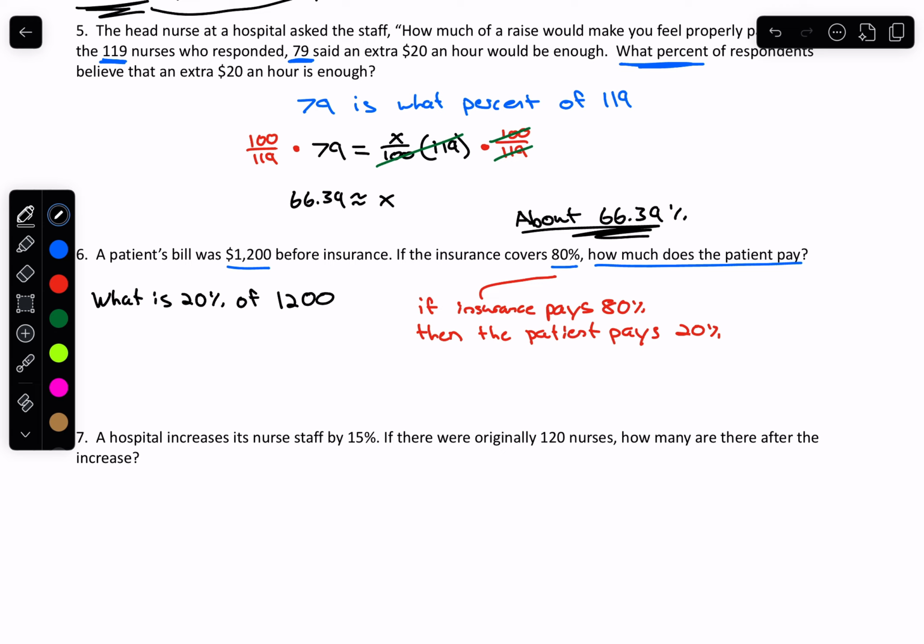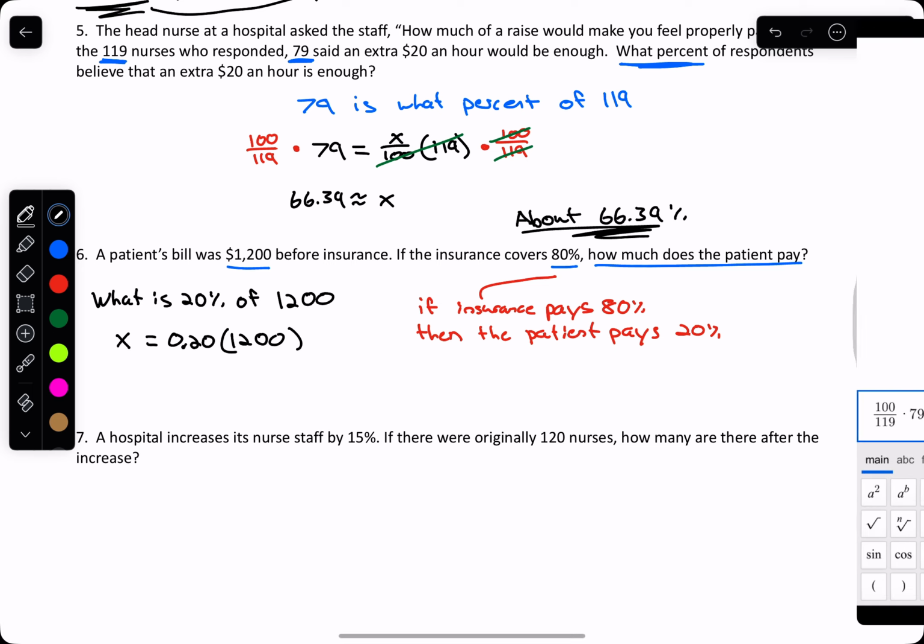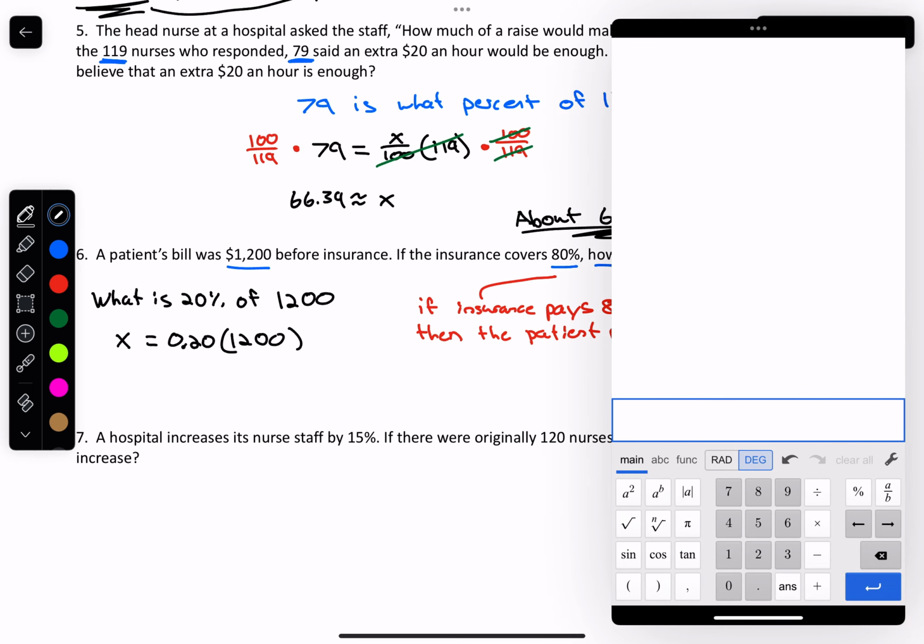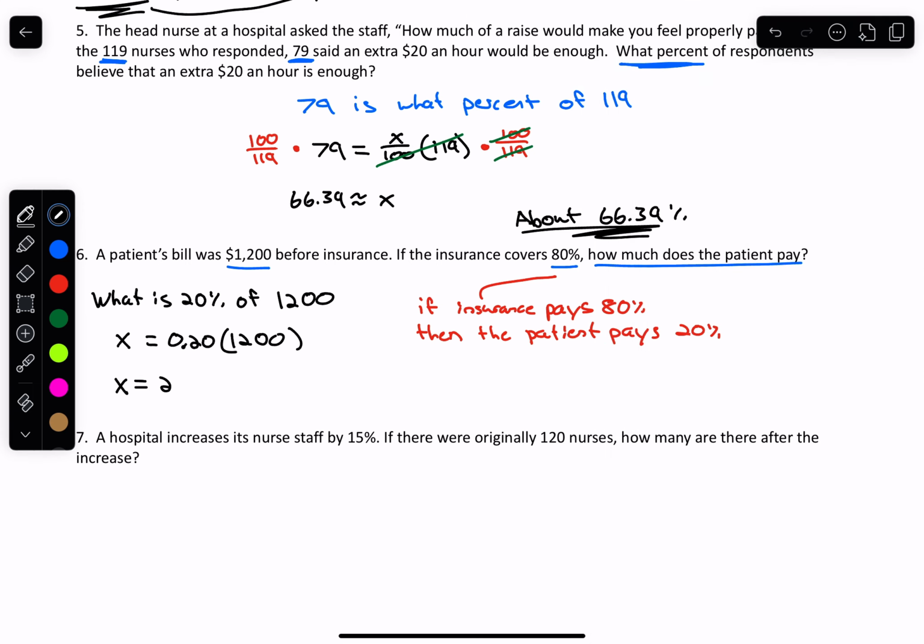All right, so if we translate that sentence into an equation, the word what is x, is means equals, 20% we can write as 0.20. The word of means multiply, so I'll put parentheses, and we have the number 1,200 there. So we need to find out what is 0.2 times 1,200. So we could multiply it by hand, but we have a calculator, so why not? 0.2 times 1,200 is 240. So we would say that x equals 240. And so that means that the patient pays $240.